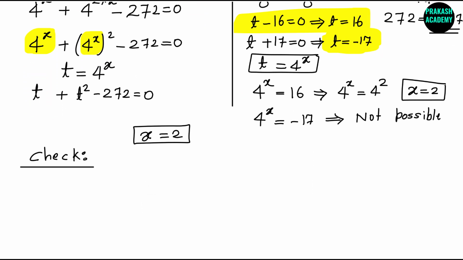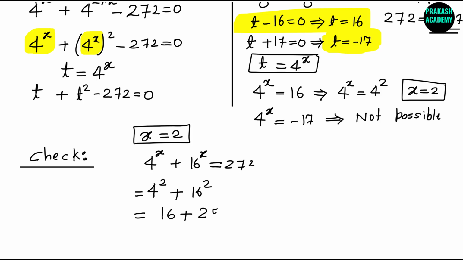So let us check whether it satisfies or not. The original equation was 4 raised to the power x plus 16 raised to the power x is equal to 272. So we will have 4 raised to the power 2 plus 16 raised to the power 2. Let us calculate the value. 4 raised to the power 2 is 16, and 16 raised to the power 2 is 256. So this is basically 272. So this indeed satisfies the equation, because on the right hand side we have 272, and if I plug in x equal to 2, I get 272.